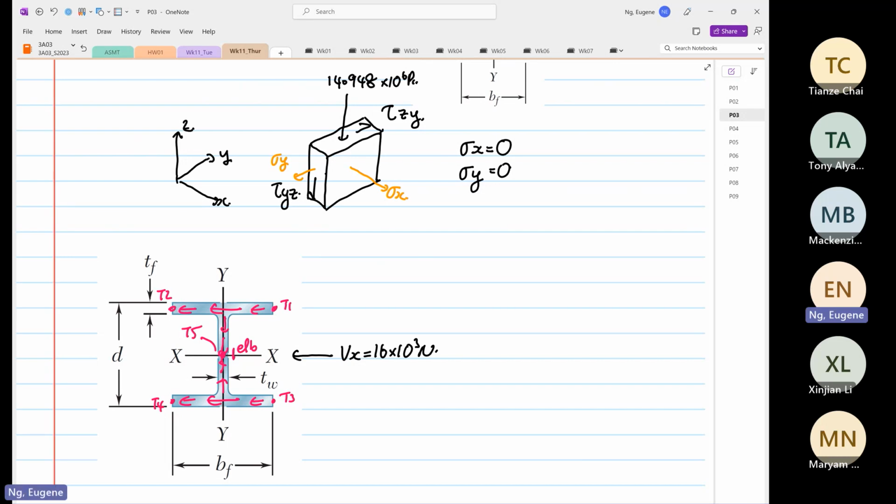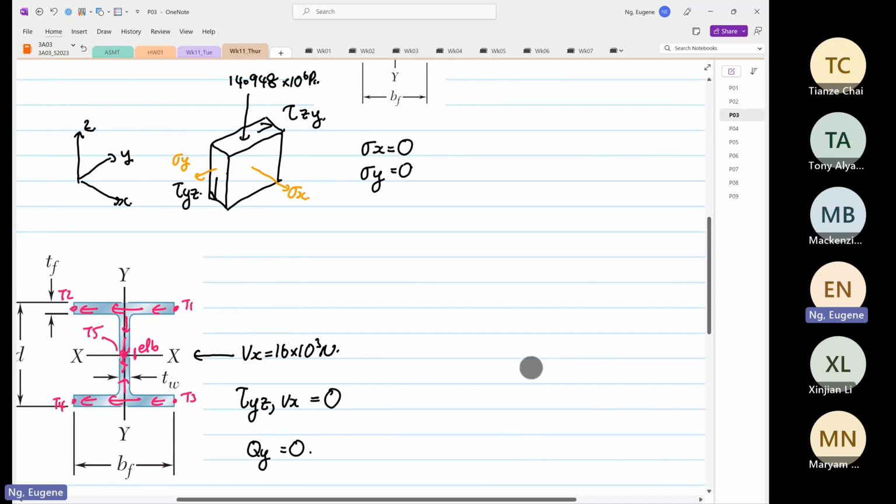So down here, what we can say is that you can immediately observe the shear yz due to Vx, at element B, is equal to 0, because Qy is equal to 0. Remember about the terminal? At the terminal, the shear stress is equal to 0. So that makes our life a bit easier. Sometimes it's good to have a bit of good life.